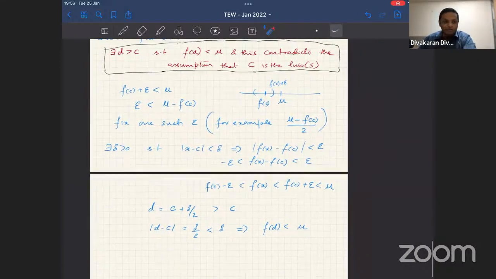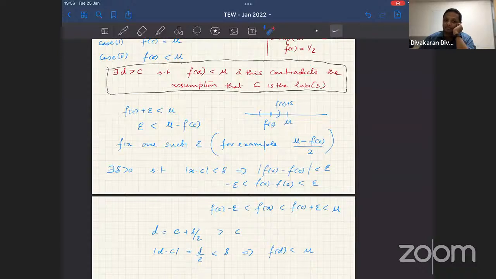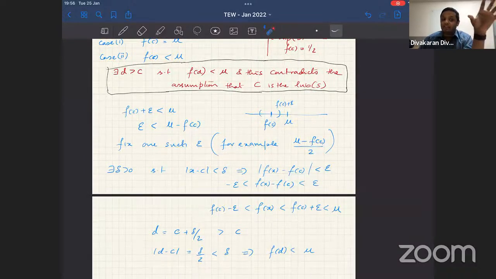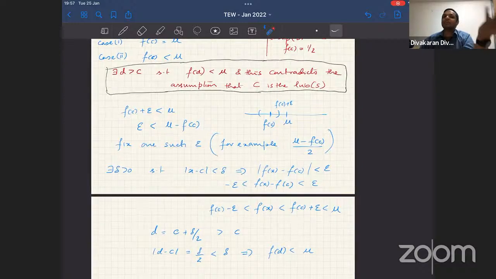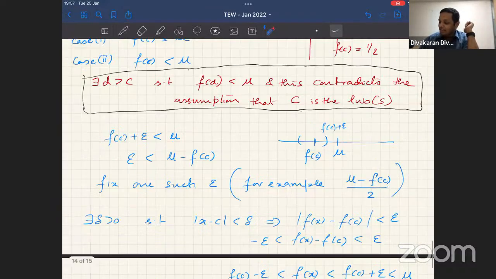See, this is the kind of d that we wanted to find, and we have succeeded in finding a d like that. We have found a d that is strictly bigger than c, such that f of d is also less than mu. And this contradicts the assumption that c is the least upper bound. So in other words, this cannot be the largest value for which the domino does not fall, such that no previous domino falls. There is a larger value. And that contradicts our earlier assumption that this is the largest. So it's very much like induction. And that is why it's called real induction.